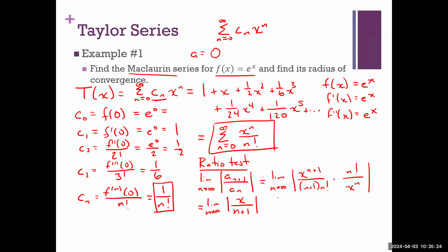What is that limit? That comes out to 0, right? So that limit comes out to exactly 0. The x gets overwhelmed. Because of that, what do we know about the convergence of this series? So yeah, it converges for every single value of x.